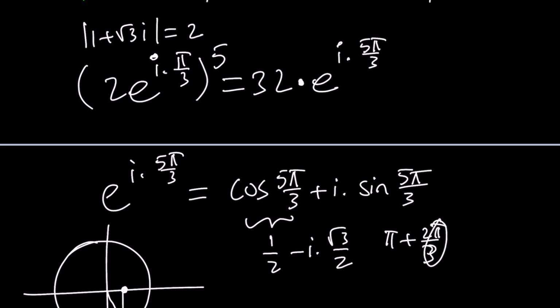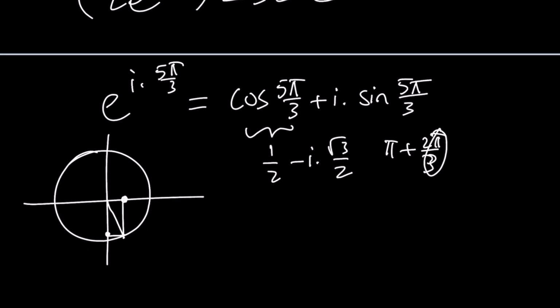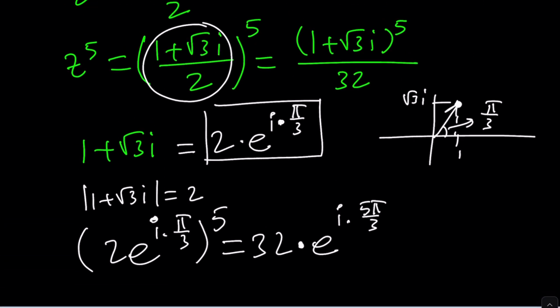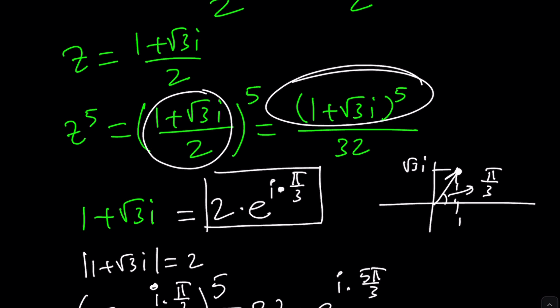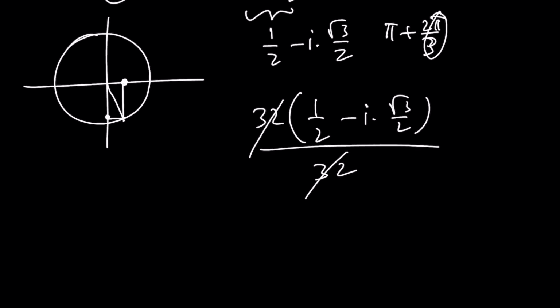Well, looks like it, but notice that the 32 is going to cancel out. And by the way, have you noticed that? Here, we'll get a 32. So it's going to be like this: 32 times 1/2 minus i times root 3 over 2, and then divide by 32, and they're going to cancel out. So that should be the answer, but this is just z to the 5th power.